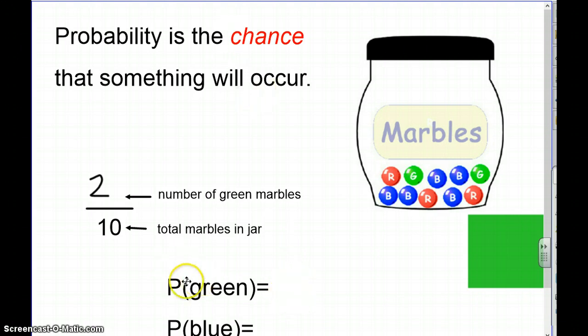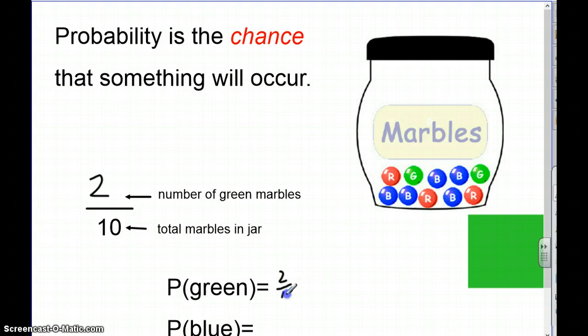And so the way that we write that is P, which stands for probability. So P of green, probability of green, is, and we write it as a fraction. We write 2 out of 10.